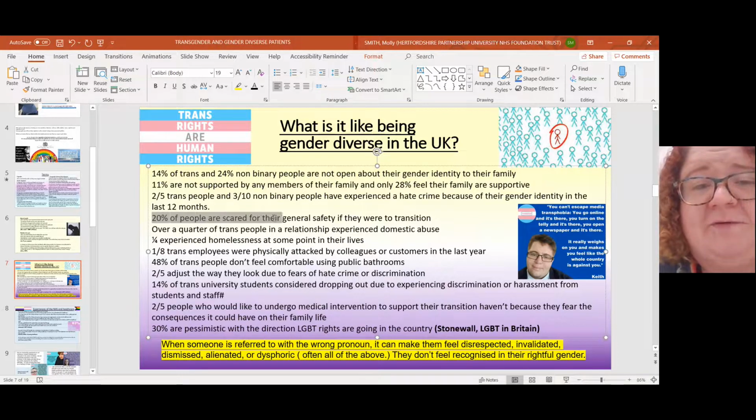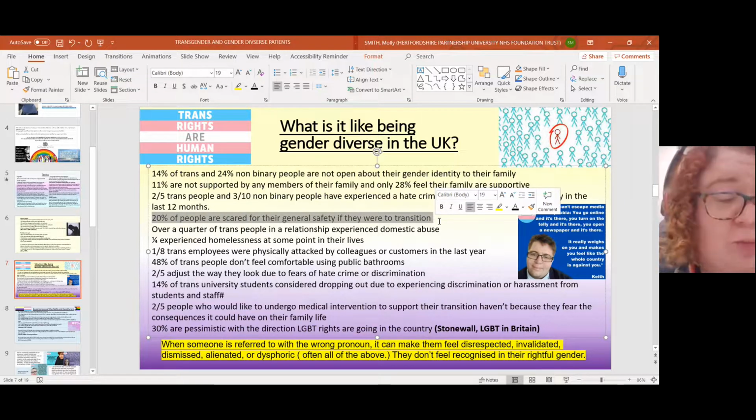20% of people are scared for their general safety if they were to transition. Imagine that. So, you know, wanting to transition, feeling trapped in your body, feeling uncomfortable in the gender you were assigned at birth, wanting to be your true self and being able to express your gender identity, but being terrified that if you were to do that, your safety would be put at risk, either by strangers and sometimes even family and friends. What a horrible place to be in, to have to choose between your safety versus being able to express who you are.